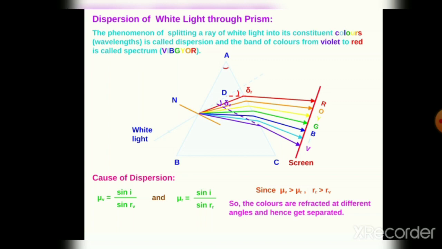You know that mu is equal to sine i upon sine r. Since two different colors have different wavelengths, they will have different mu. So colors are refracted at different angles and hence get separated.